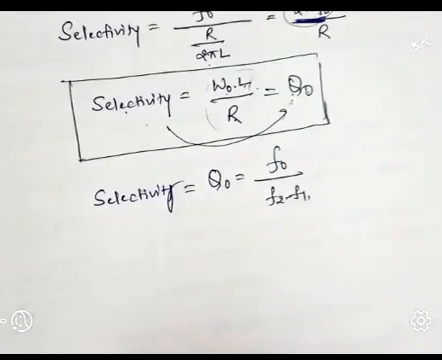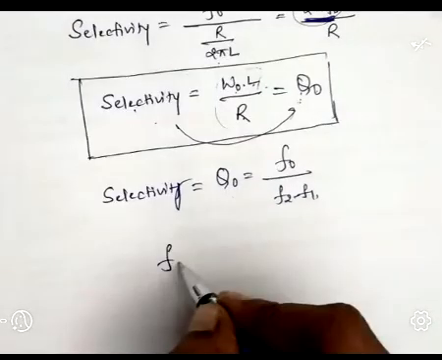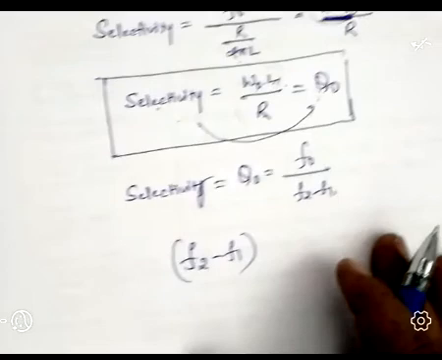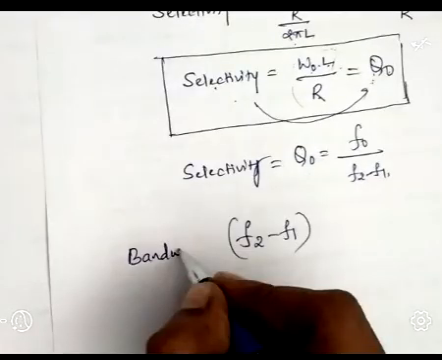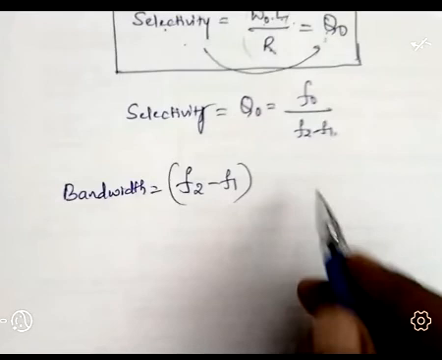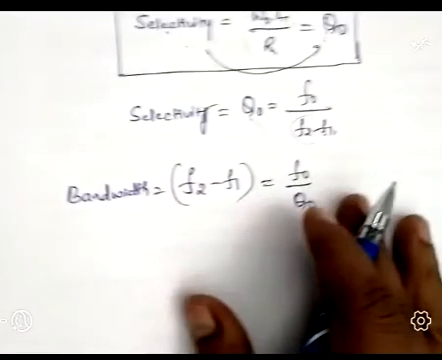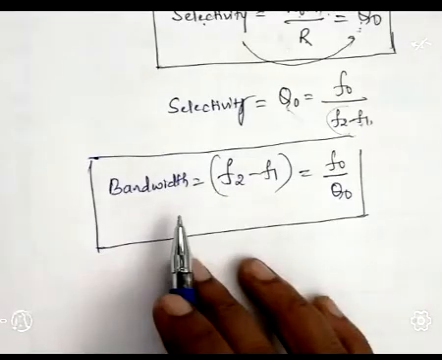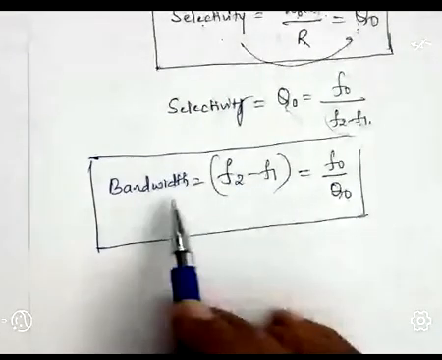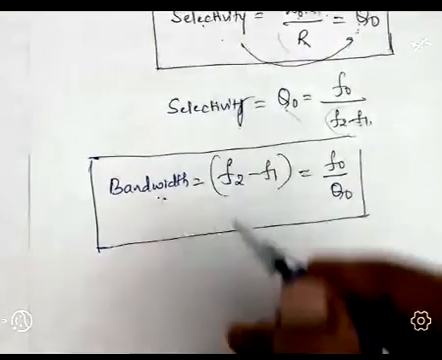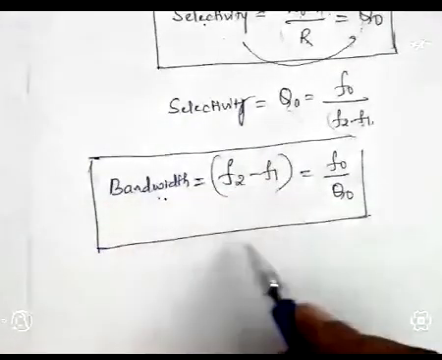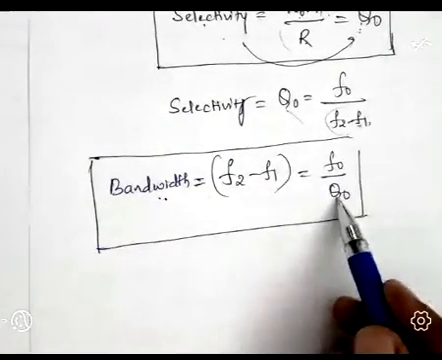Hence F2 minus F1 is bandwidth. If you take this term bandwidth to the LHS and quality factor to the RHS, it becomes F naught by Q naught. So what did we get from this expression, rearranging the terms? Bandwidth of a series resonant circuit is inversely proportional to the quality factor of the circuit at resonant frequency.